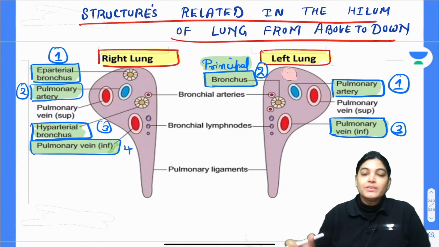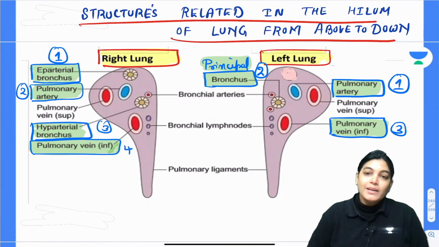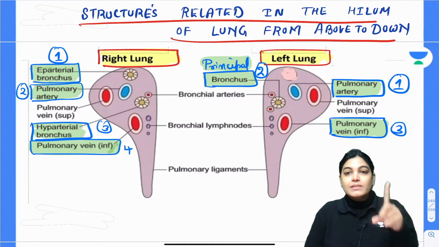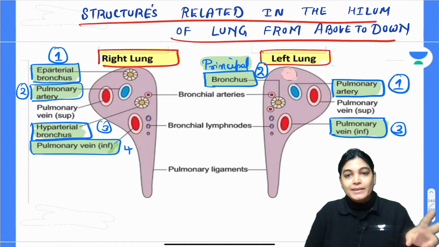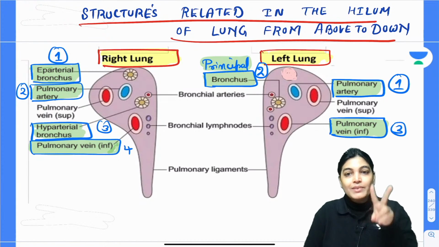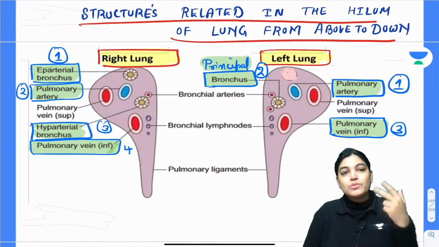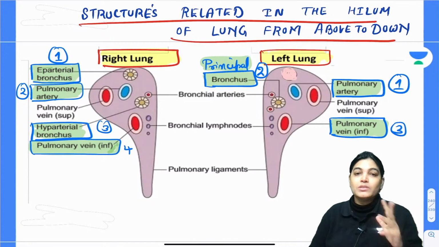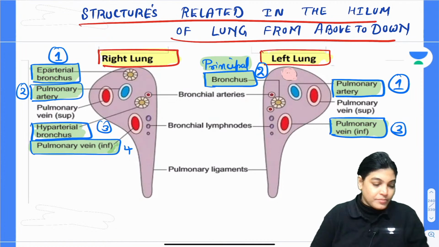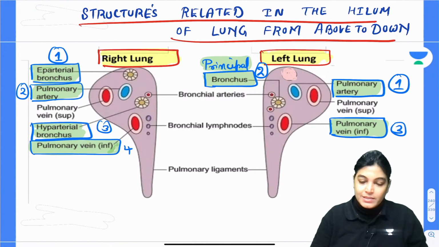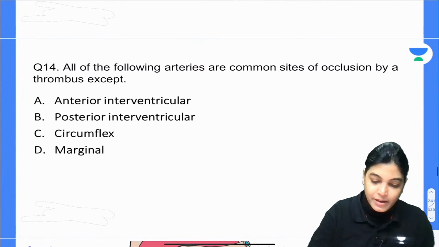So there is variation in relation of the structures in the hilum of the right and the left hand side, because there is only one principal bronchus on the left hand side, but on the right hand side we have got two bronchi. When the principal bronchus of the right hand side enters the right hilum, it divides into eparterial bronchus and hyparterial bronchus. Because of this, the difference lies here. Got it, everyone? So let's move on to the next. Have you understood? Let's directly move on to the next MCQ.